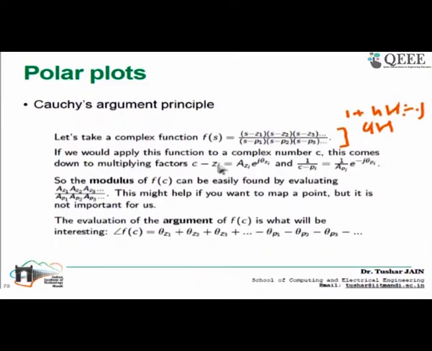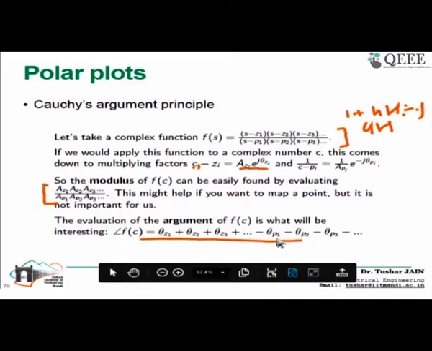This comes down to multiplying factors c minus zi for all these values. Here s is replaced by c, so I would have c minus z1, c minus z2, c minus z3, and in the denominator, the same complex number c minus p1, c minus p2, c minus p3. This yields the magnitude and the phase angle, which is nothing but the modulus and the argument of this one.